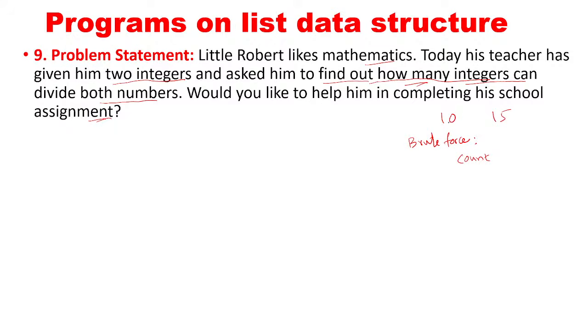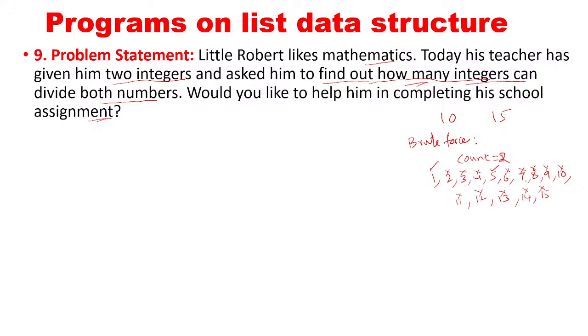We'll start by checking whether 1 divides both numbers. Yes, it divides, so the count value becomes 1. Then we test 2 divides this, no. 3 divides this, no. 4, no. 5 divides this, yes. One more number divided, so the count becomes 2. Then 6, no. 7, no. 8, no. 9, no. 10, no. 11, no. 12, no. 13, no. 14, no. 15 divides both of these, no.